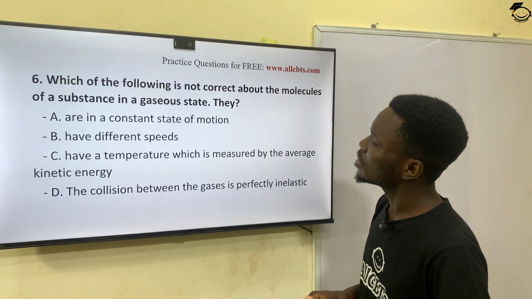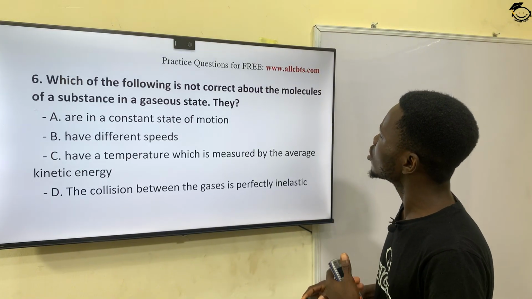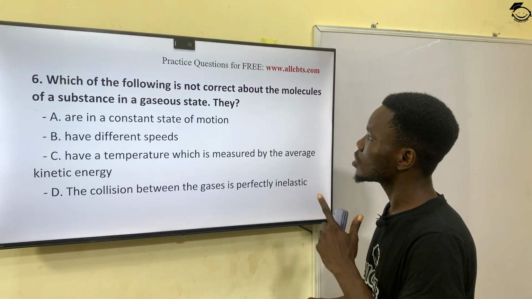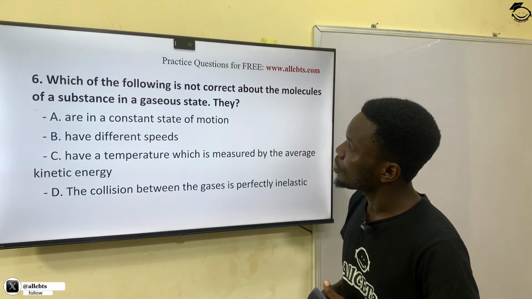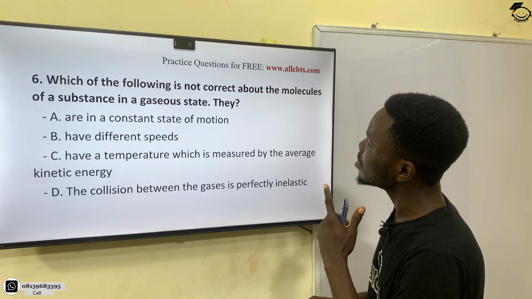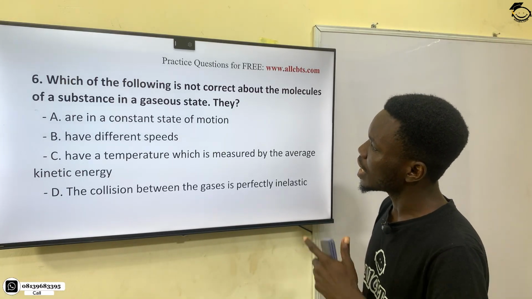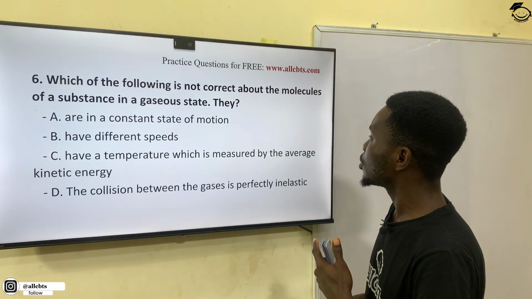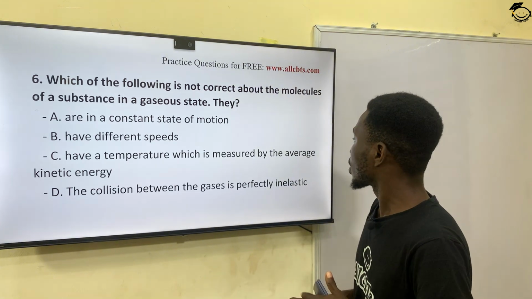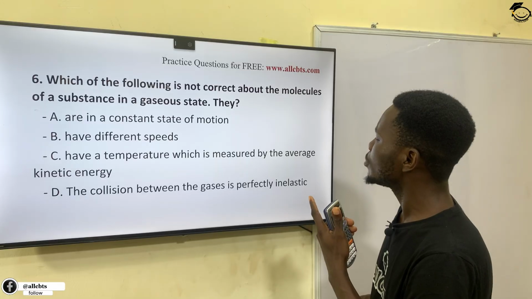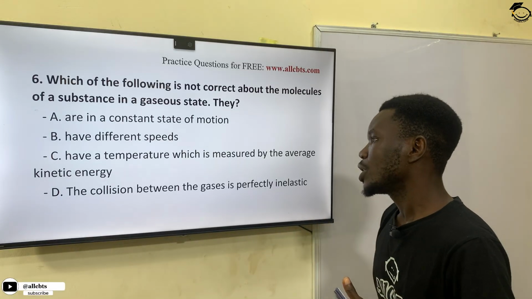Moving on to the next question, it says, which of the following is not correct about the molecules of a substance in a gaseous state? Option A, they are in a constant state of motion. Option B says they have different speeds. Option C says they have a temperature which is measured by the average kinetic energy. Then option D says the collision between the gases is perfectly inelastic.